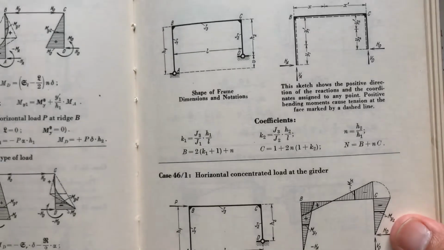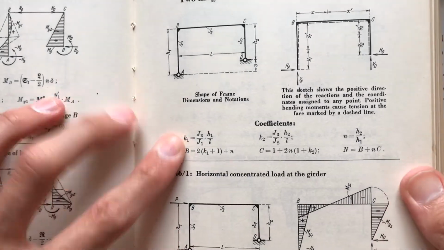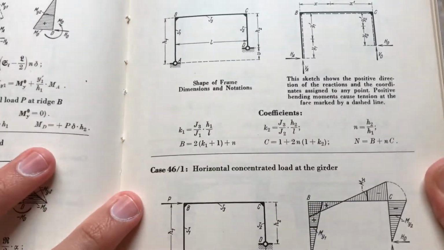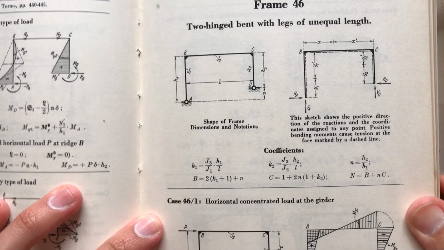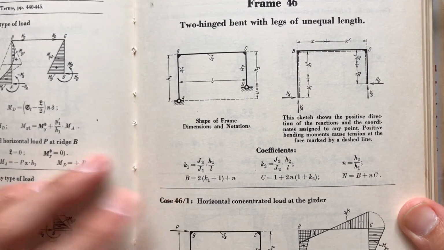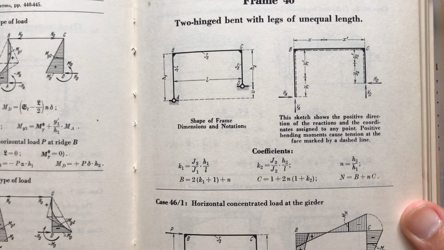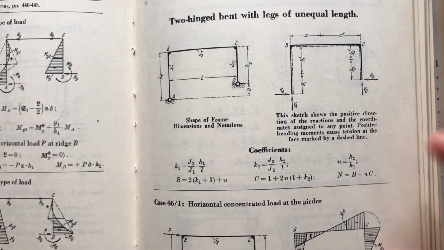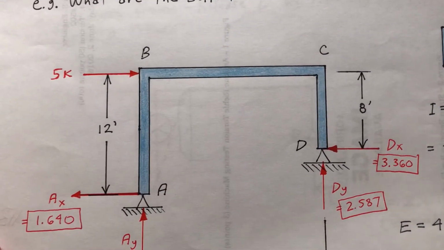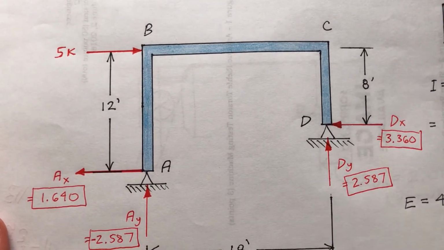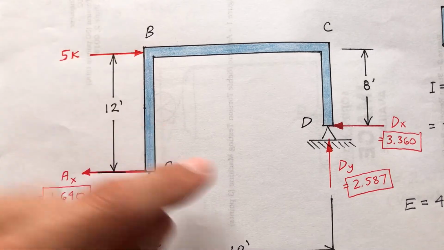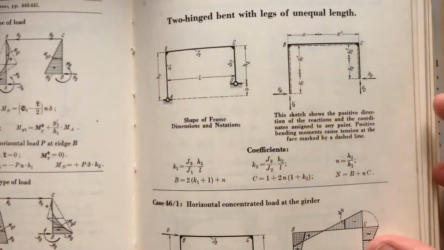On page 161 of this book, take a look at this here. Frame 46, two hinged bent with legs of unequal length. So that's very similar to what I just did. Remember, I did this using the flexibility method. Remember this? So I've got two legs of unequal length.